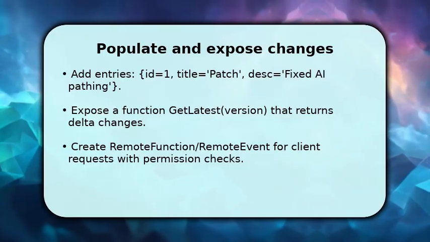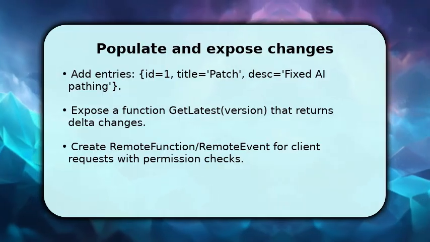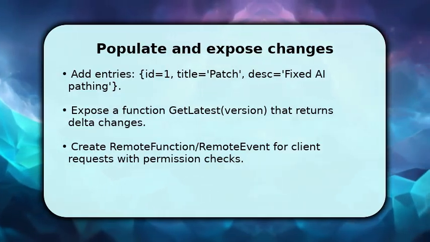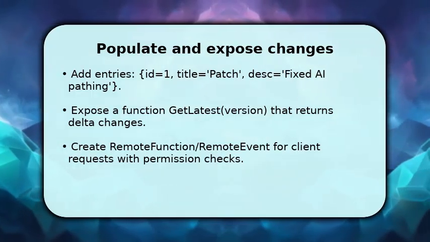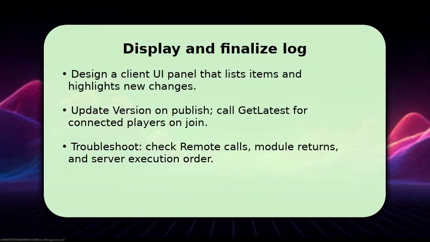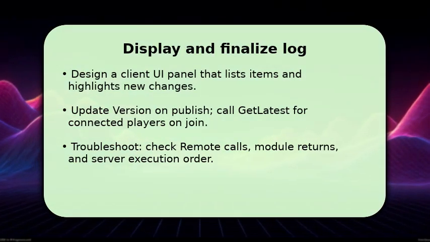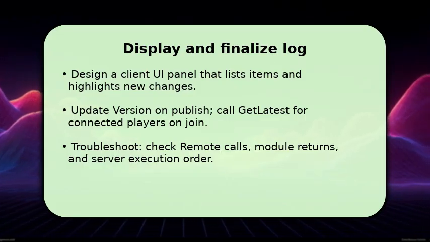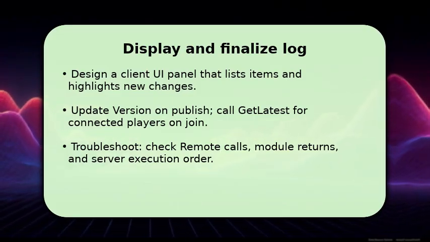Then expose that function safely via a RemoteFunction or RemoteEvent and include server-side permission checks so clients can't request or alter data. This step connects your stored data to the live client UI securely. Finally, build a client UI panel that requests changes on join and visually highlights new items versus already seen entries. Use local storage or a player attribute to record last seen version.